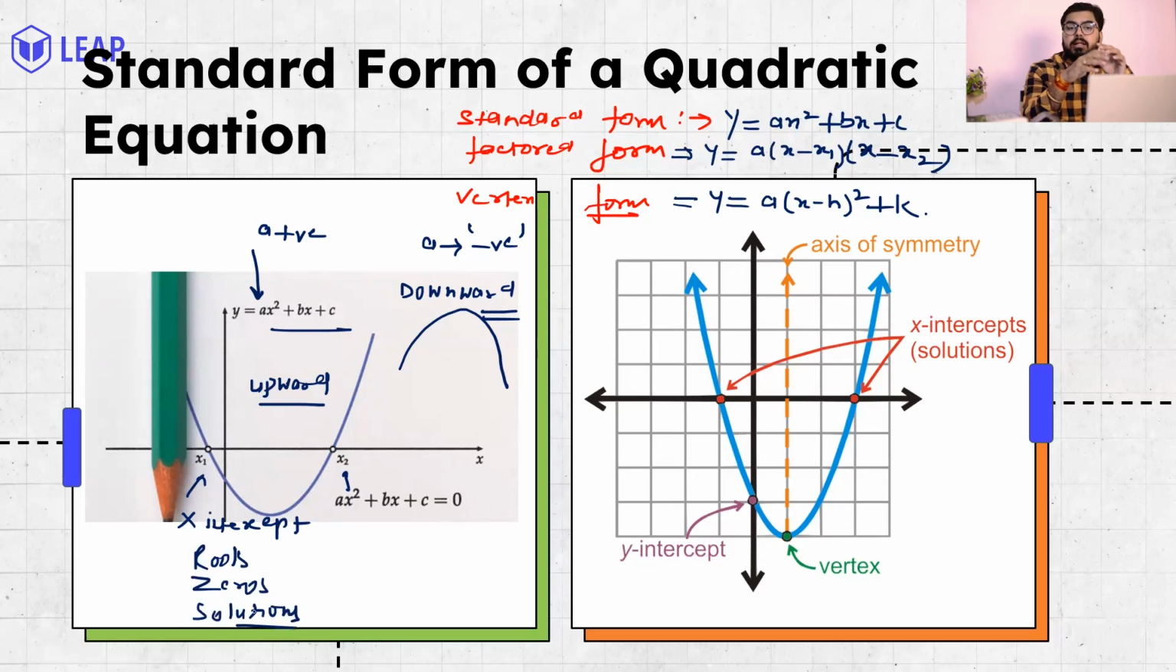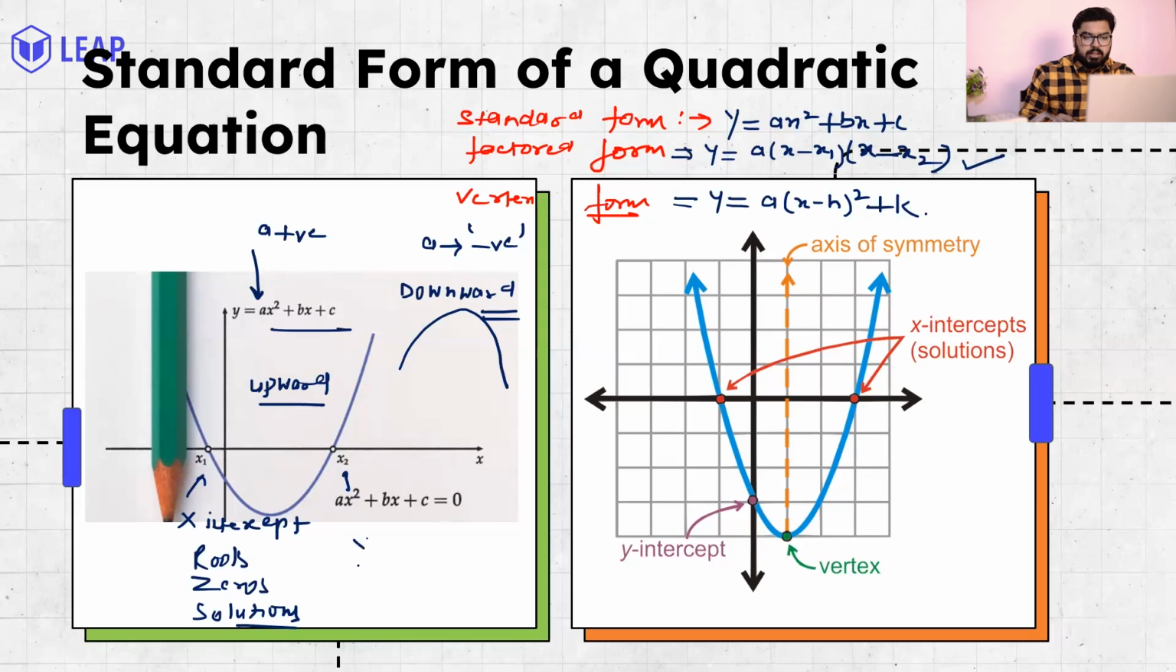So remember, the point where the parabola is intersecting the x-axis is called the x-intercept. That is called roots, solutions, and zeros of the function, right? So when we were talking about the factored form, the factored form was y equal to a times (x minus x1) and (x minus x2), right?